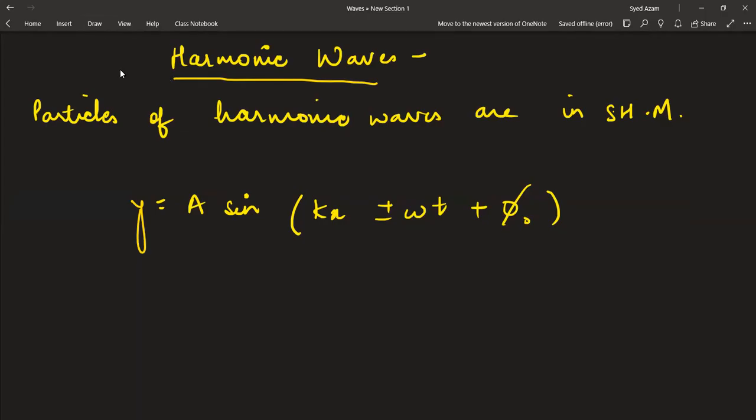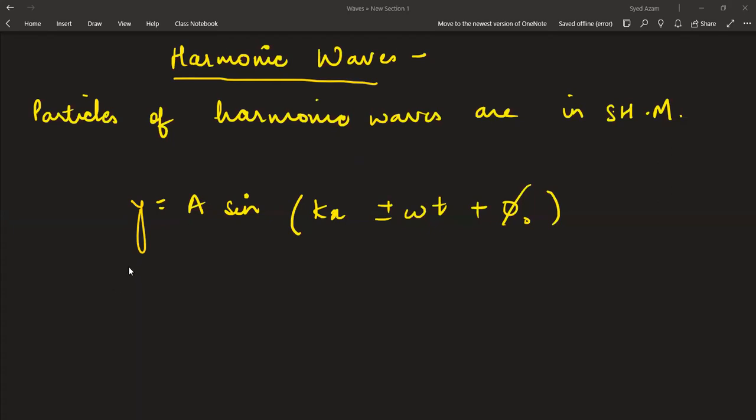Okay, class. So we started with the harmonic waves. We have to complete the equation of harmonic waves and many things. So let us just complete this. So particles of harmonic wave are in SHM. So when you write the equation of the particles, see, before coming to the velocity of each, this is the standardized equation. Y is equal to a sine kx plus minus omega t plus phi naught.